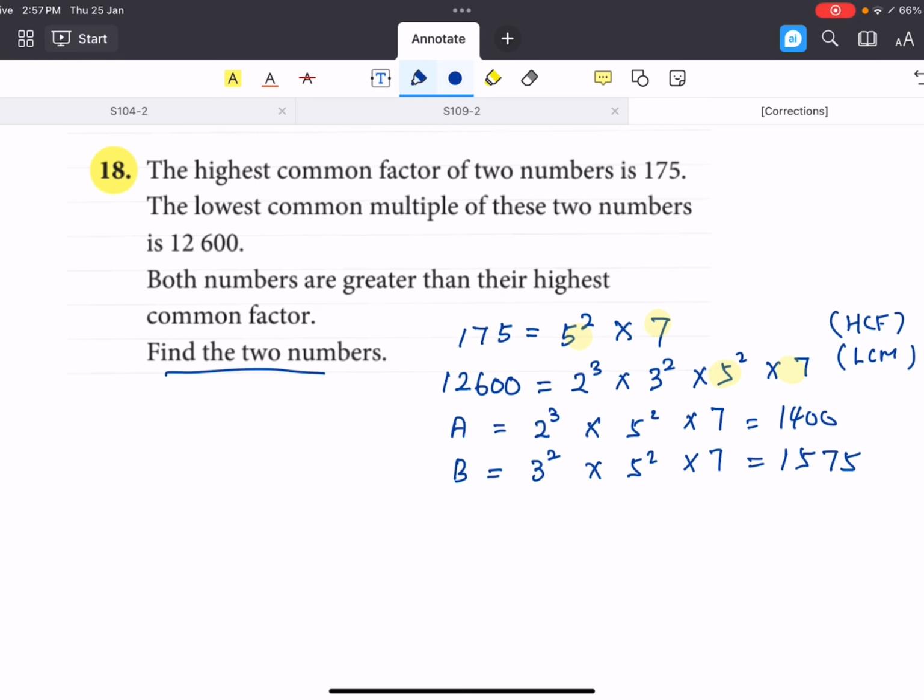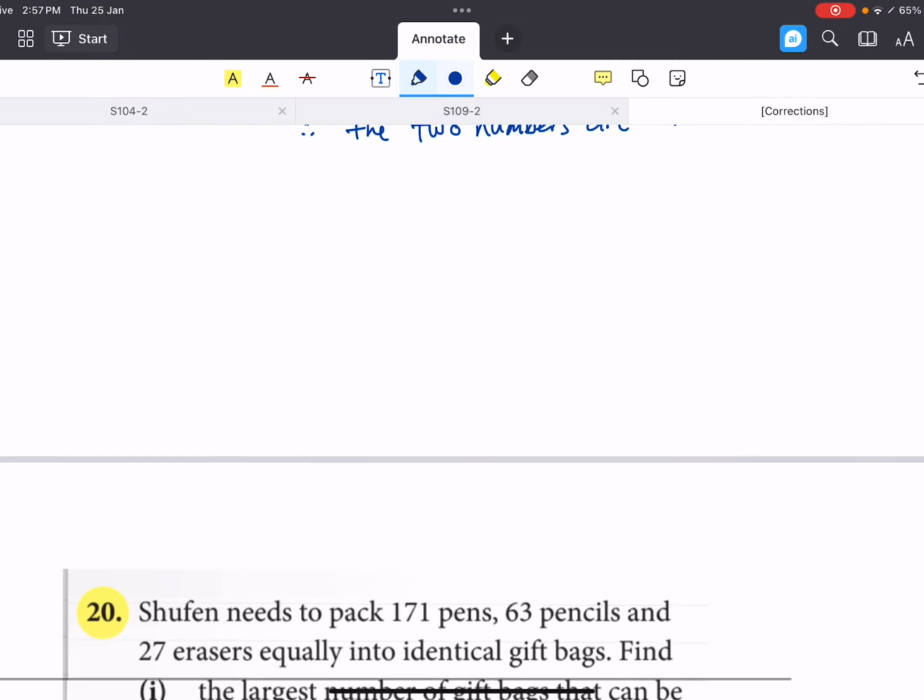Now, let's answer the question properly. The question says find the two numbers, so we say therefore the two numbers are 1400 and 1575. There we go, right? Okay, moving on. Next one.